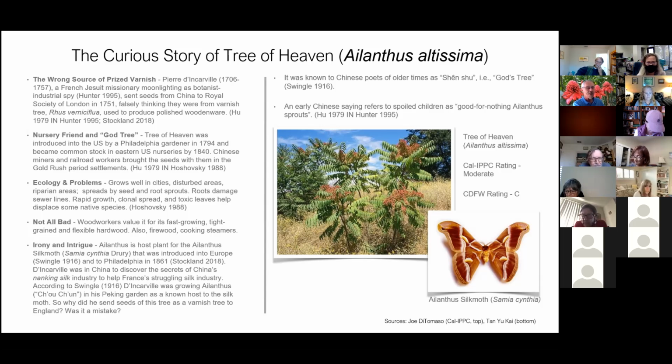And curiously, it does also support the silkworm. So why he brought this in and gave it to the English, not the French, as a varnish tree and not a silk tree makes me wonder if it was intentional, because it's actually good for silk growing. So something intriguing there.